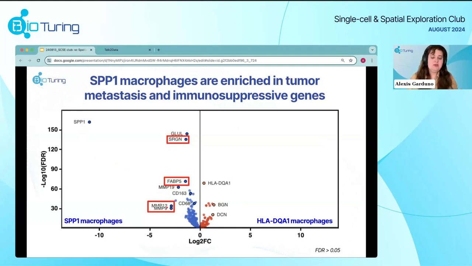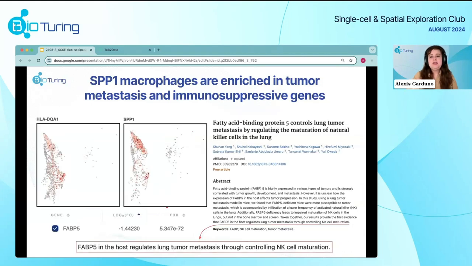So how can I show you these correlations with other data, not only single cell RNA-seq, but other either immunostaining or other data that has supported these results. So if we go into some of the results of this specific study, the FAP5 gene here has been shown to regulate lung tumor metastasis through controlling NK cell maturation. So this is one of the insights that we can gather and how this relates to the question that we were trying to answer.